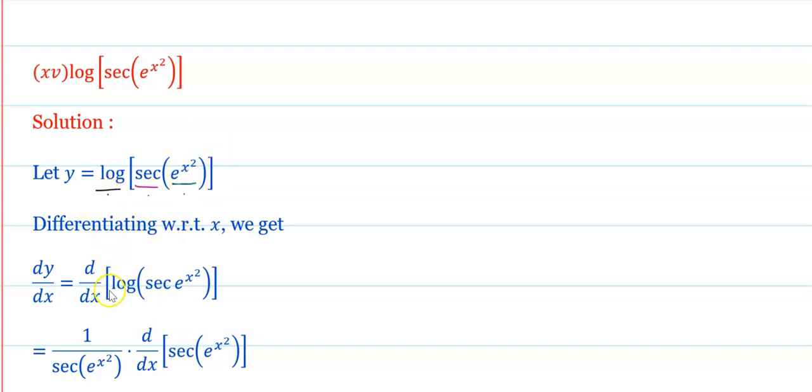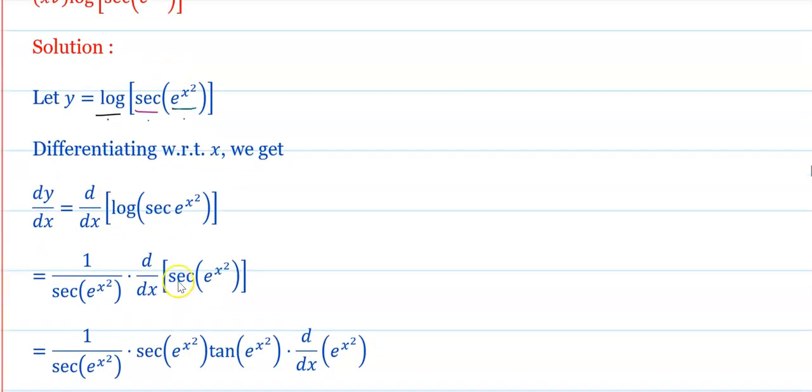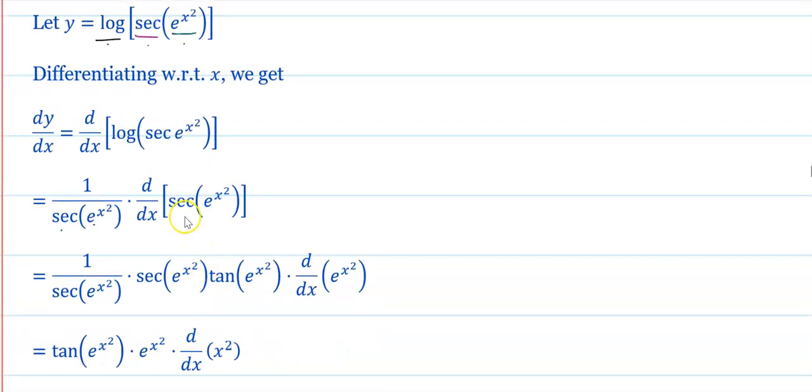First is log. Now d/dx of log of sec of e raised to x square. Now what is the derivative of log x? It is 1 upon x. Similarly here, 1 upon whatever that quantity is, 1 upon sec of e raised to x square into d/dx of sec of e raised to x square. But what is the derivative of sec x? Sec x into tan x. Similarly here, the d/dx of sec of e raised to x square is sec of e raised to x square into tan of e raised to x square. This is the end.